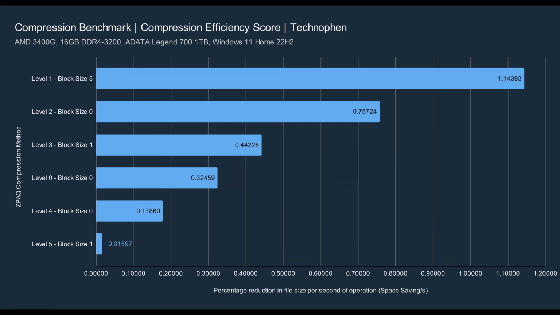In the efficiency score chart, we picked the best in each level, and here are the results. Level 1 at block size 3 crowns the efficiency chart at 1.14, and although level 0 was performing faster, the results in space saving were so low that it's even less efficient than level 3 and only better than level 4 and 5. Level 2 also shows a good result here, but for the best compression with the least amount of time, ZPAQ at level 1 with block size set to 3 is a definite choice.